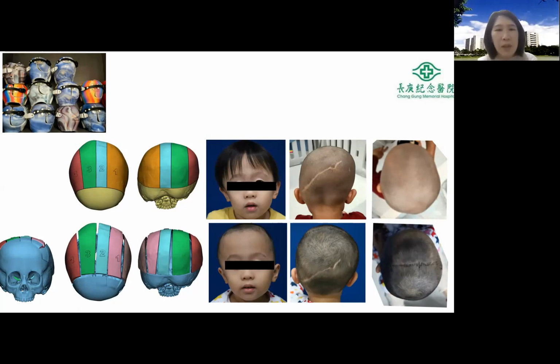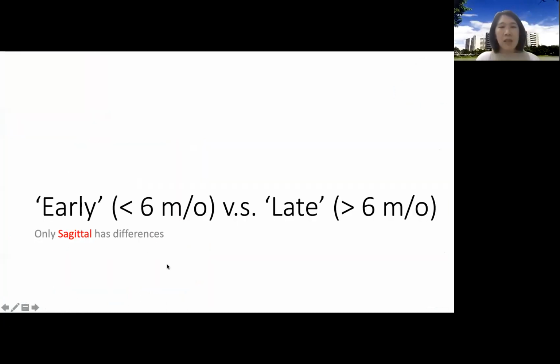When the patient was around 3 years old, the parents were still not very satisfied. That's why I finally suggested they do skull shape reconstruction. He also had a Chiari malformation. I will talk about Chiari malformation in the following slides. So how about the timing of the surgery?